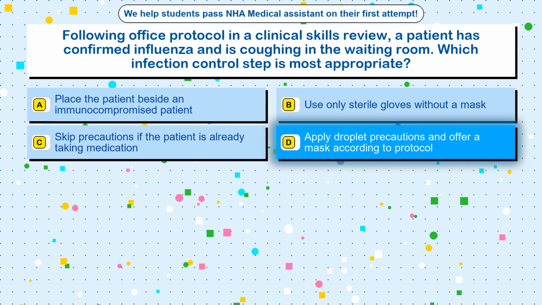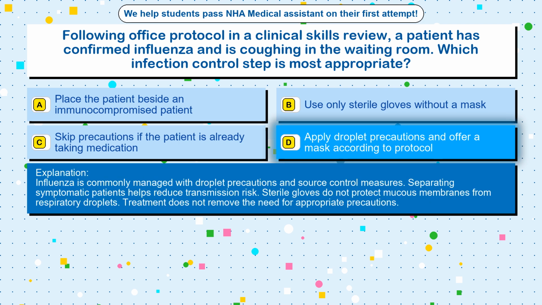The correct answer is option D. Apply droplet precautions and offer a mask according to protocol. Influenza is commonly managed with droplet precautions and source control measures. Separating symptomatic patients helps reduce transmission risk. Sterile gloves do not protect mucous membranes from respiratory droplets. Treatment does not remove the need for appropriate precautions.